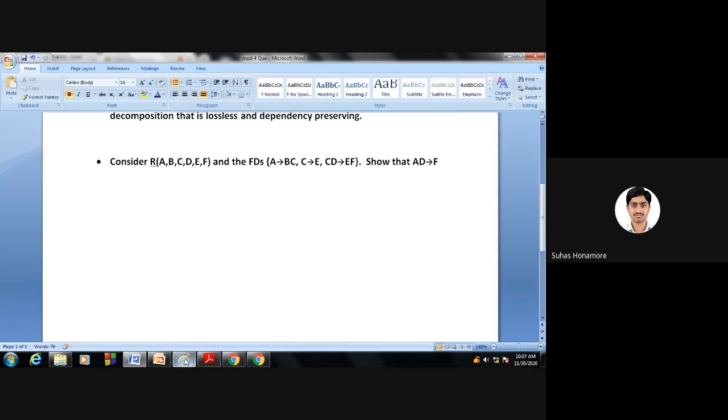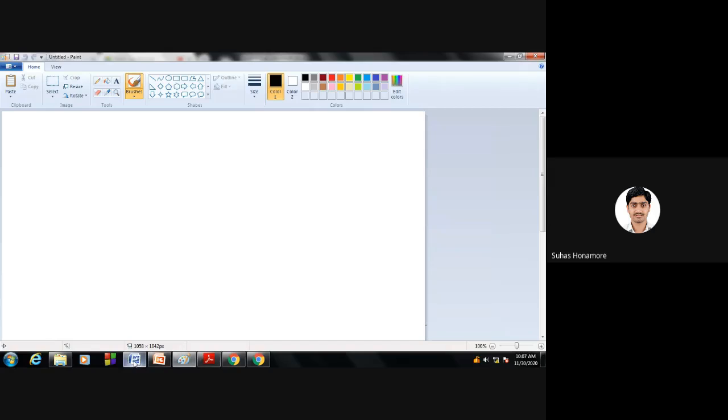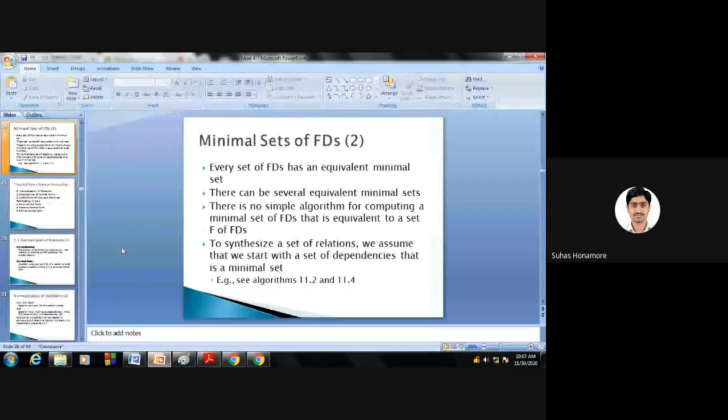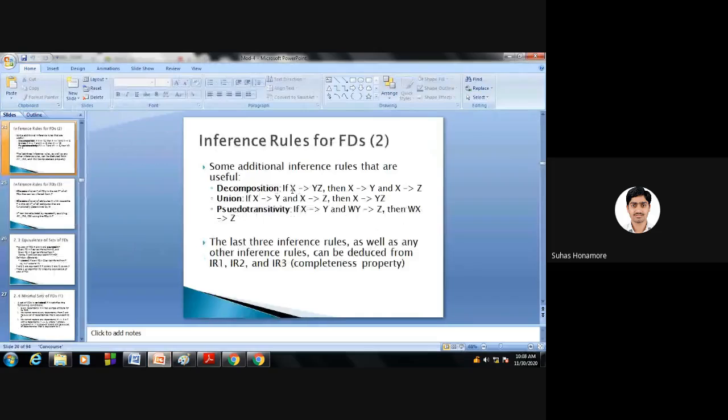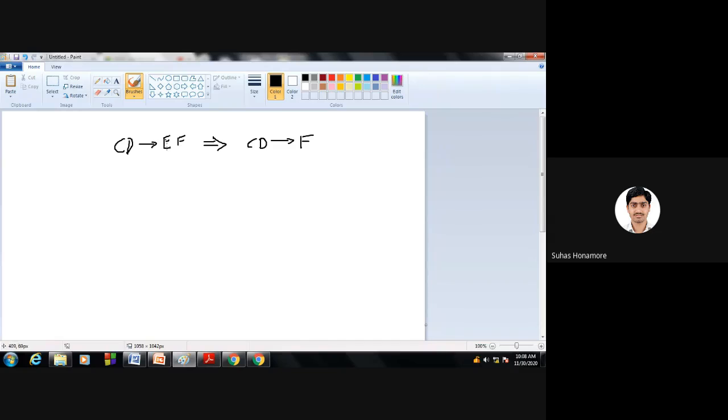Then here we had CD to EF, which is given. From this I can derive CD to F. This is the decomposition inference rule, IR4 whatever we had. The decomposition rule says X to YZ, then I can say X to Y and X to Z. There are two sets of attributes, I am just dividing it. Here my X is nothing but CD together, E is Y, and F is Z.